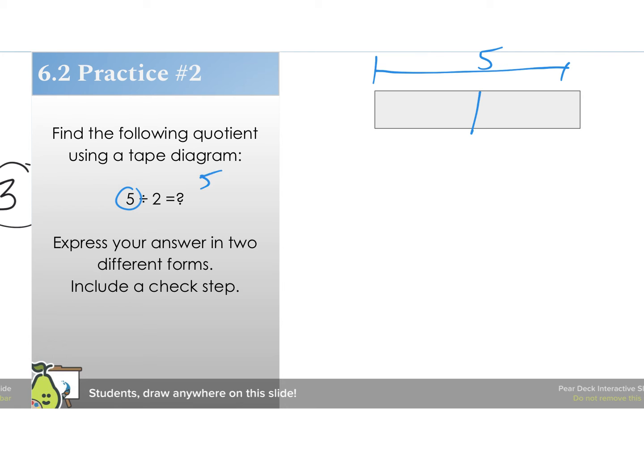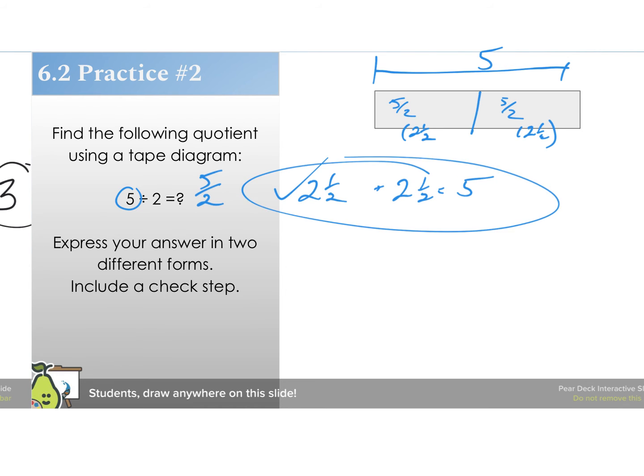So 5 divided by 2 is 5 over 2. So we would say that this is 5 halves and 5 halves. 5 halves would be the same as 2 1/2, because 2 1/2 plus 2 1/2 is equal to 5. So each section is 5 halves, or 2 1/2. And this would be my check.